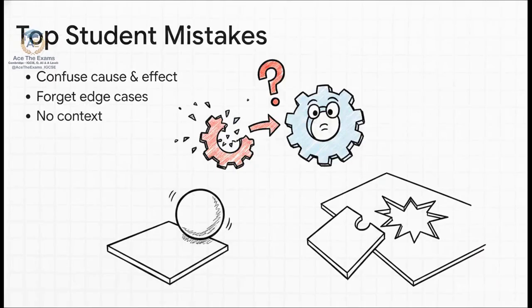Lock these 3 examiner warnings into your memory. First up, examiners constantly report that students confuse cause and effect. You need to clearly distinguish between what actually caused the error and the resulting exception that was thrown. Second, students constantly forget to check boundary conditions in edge cases. Exceptions absolutely love to hide at the extreme limits of your datasets. And third, answers are often generic and not specific to the given context.